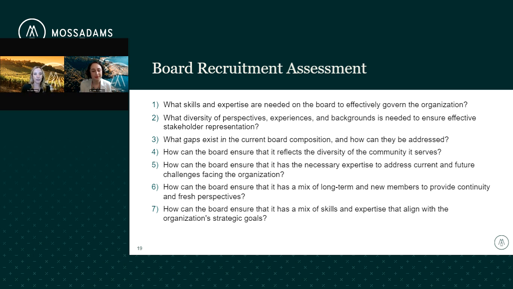And of course, how can the board ensure that it has a mix of long-term and new members to provide continuity and fresh perspectives? So also thinking about your board terms, what does that look like? How long people have been on? And do you want new and fresh perspectives coming in? And what does that look like? So that's kind of a little guide to board recruitment assessment to help guide you there with some guiding questions.